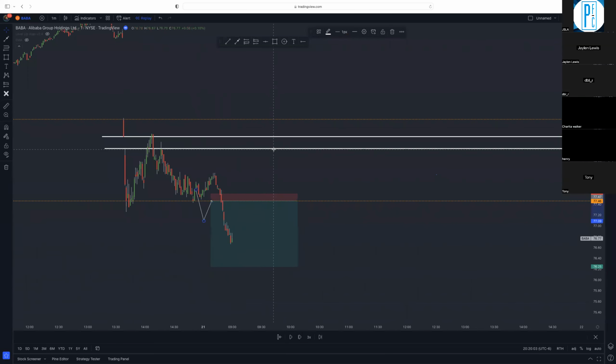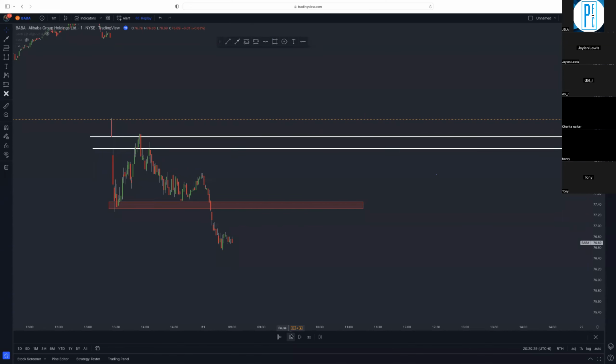So now that we broke that support level, here we go. I will consider this more of a zone kind of level, so let's go ahead and delete that. That area will look more like this, because you have too many rejections in one area. So if we come back into this zone, that'll be a retest and then we could take puts again.